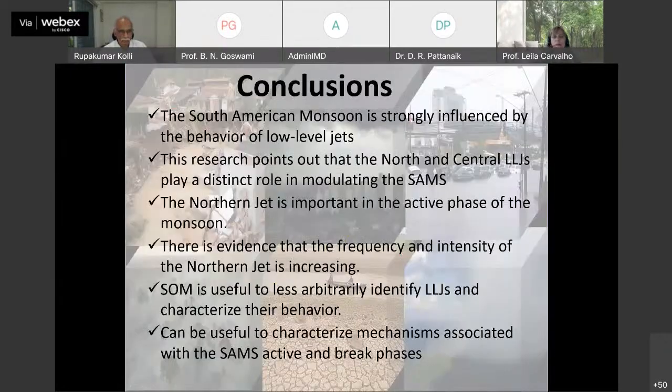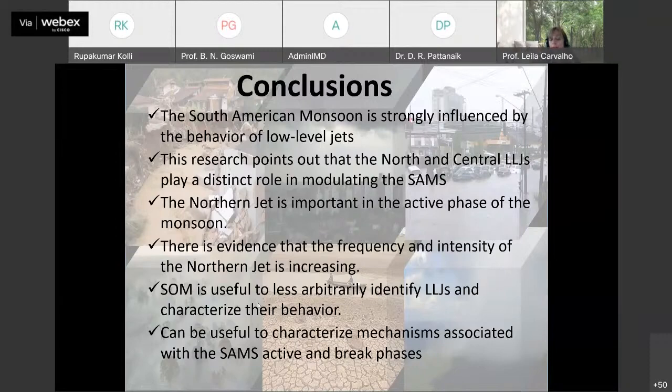So in conclusion, this South American monsoon is strongly influenced by the behavior of the low-level jets. This research points out that the north and central low-level jet play a distinct role in modulating the monsoon. The northern jet is more important for the active phase of the monsoon. There is also evidence that the frequency and intensity of the northern jet is increasing, which is important.